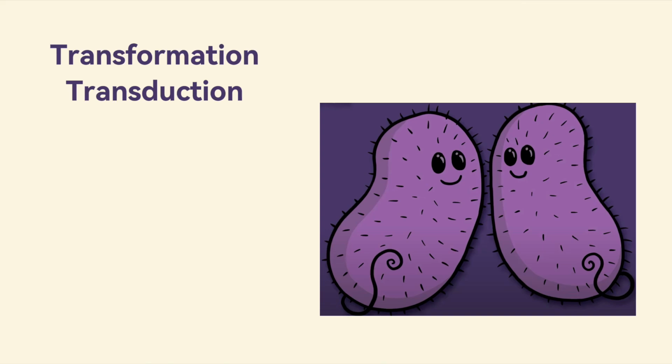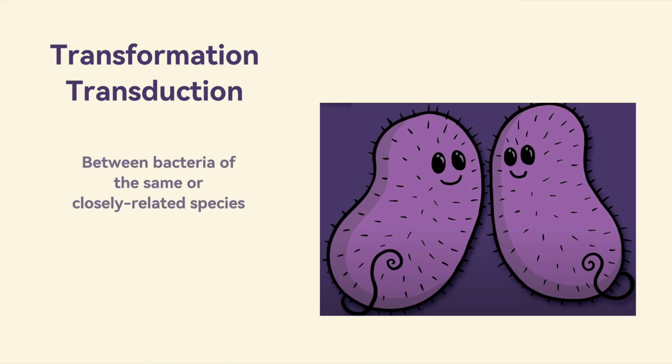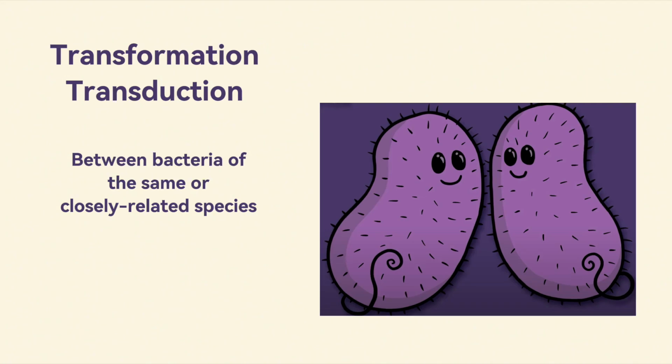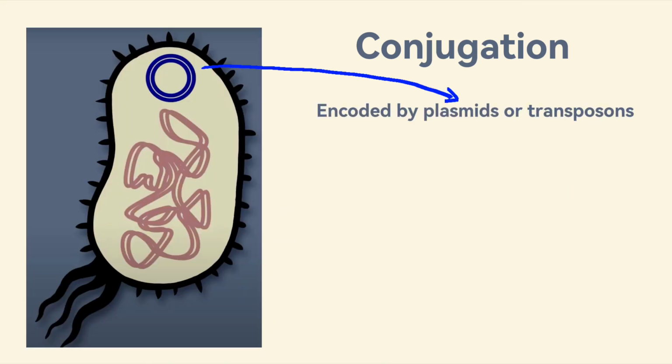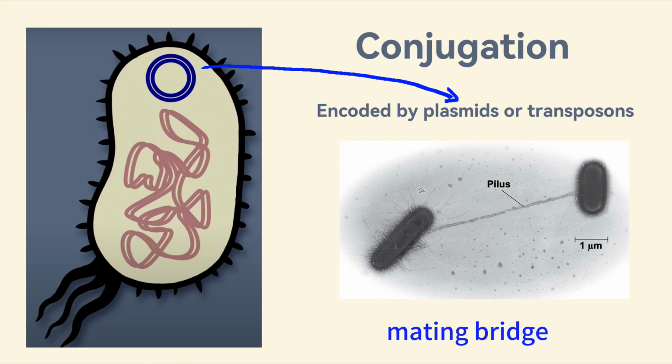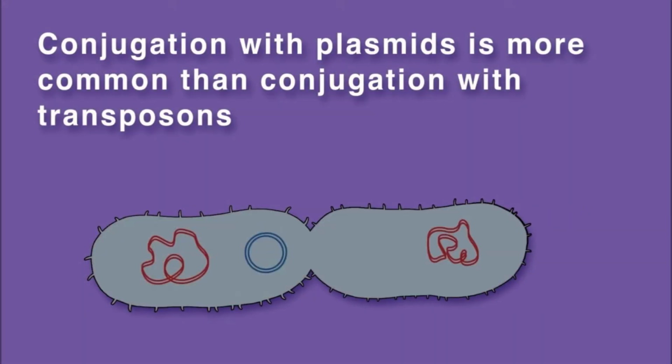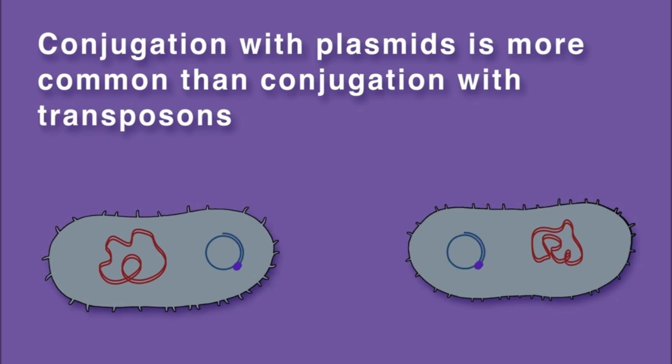Transformation refers to the process by which bacteria take up foreign DNA from the surrounding environment. Transduction is the movement of genes between bacteria by phage. These two processes are between bacteria and closely related species. However, conjugation is encoded by plasmids or transposons. A donor cell attaches to a recipient by a pilus, pulls it closer, and transfers DNA through the mating bridge. Conjugation with plasmid is more common than conjugation with transposons.